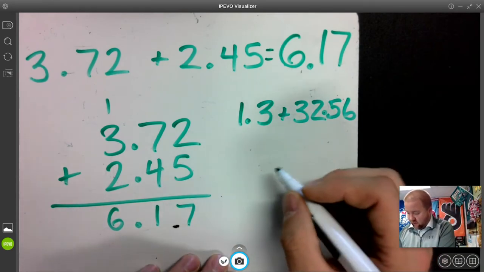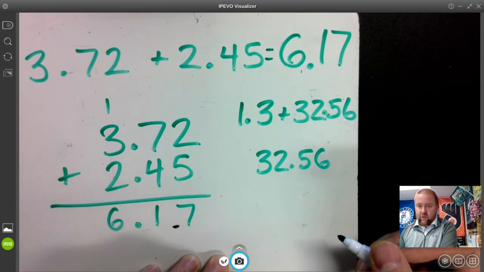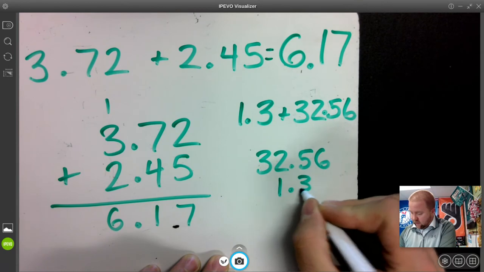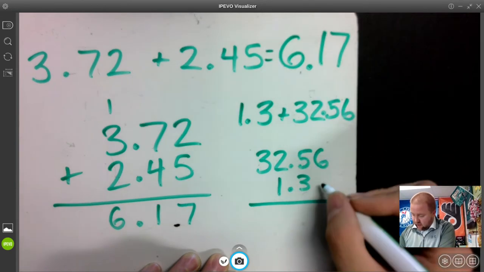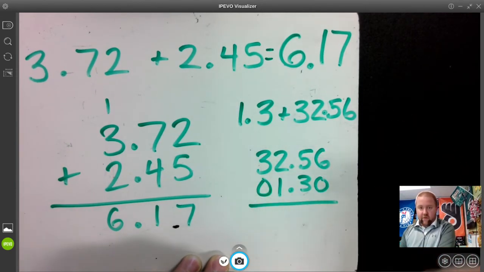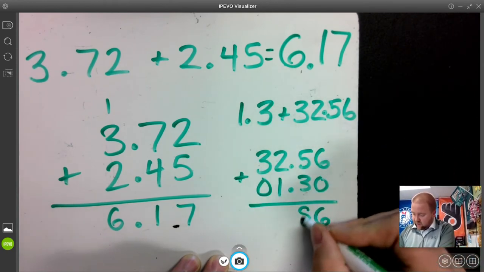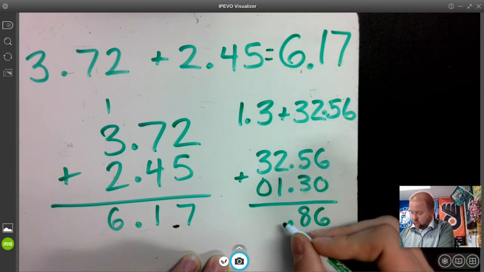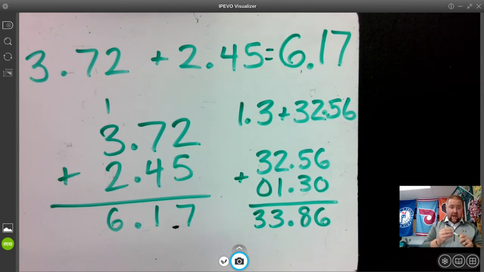When I'm adding those together, I would put my 32 and 56 hundredths on top, because I like putting the bigger numbers on top. And then 1 and 3 tenths would go just like this, because our decimals still need to line up. Everything over here is like there's a 0 there. They're imaginary zeros. So now you would be adding 6 plus 0 is 6. 5 plus 3 is 8. Your decimal comes straight down. 2 plus 1 is 3. 3 plus 0 is 3. So your answer would be 33 and 86 hundredths. So this is for my adding of decimals, the model and the standard algorithm.